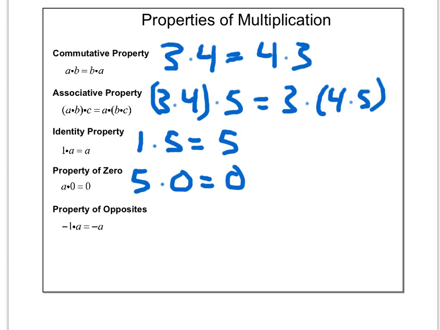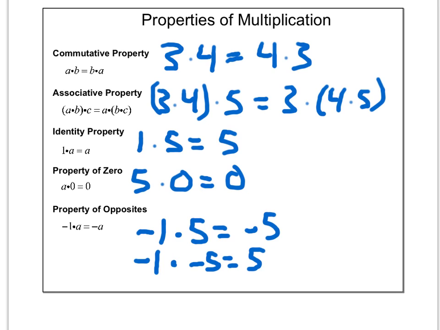The property of opposites says that I can take negative 1 times any number, and I'm going to get the opposite of that number. So if I take negative 1 times 5, my answer is the opposite of 5, or negative 5. Okay? Or if I take negative 1 times negative 5, my answer is the opposite of negative 5, which is positive 5. Alright, let's go on to some more examples.